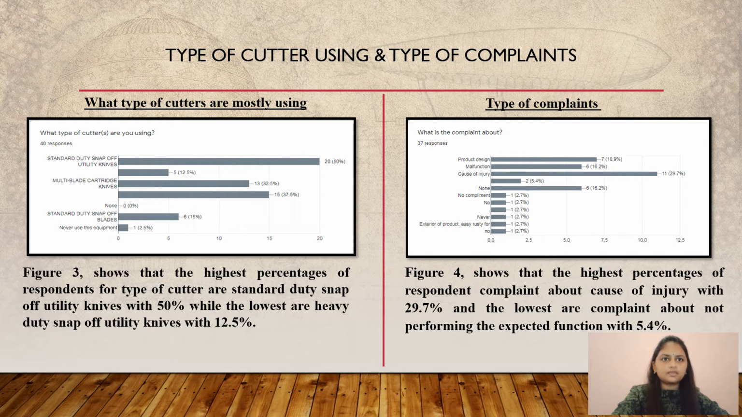The complaints are mostly about cause of injury, like sharp edges, unstable blade, weak safety lock of the blade, and also uncomfortable holder. The problem was highest with 29.7%, 11 people out of 41 responses stating that they were often injured while using stationery products. Hence, this large number proves that injuries often occur while using stationery products for cutting.